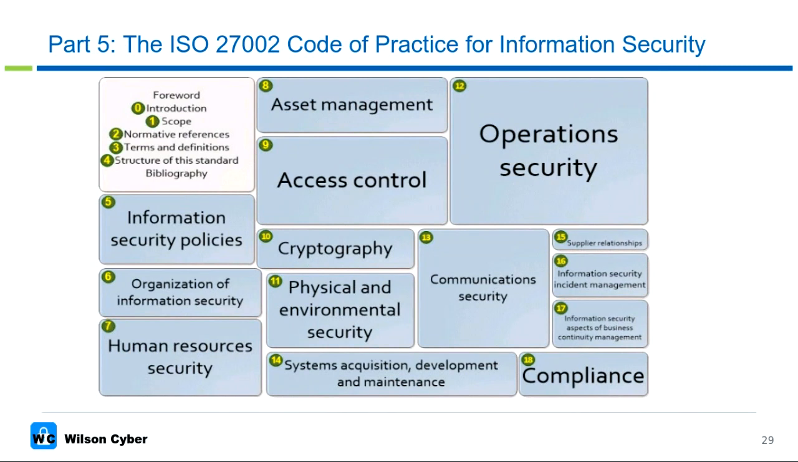It starts with requirement number 5, information security policies; 6, organization of information security; 7, human resources security; 8, asset management; 9, access control; 10, cryptography; 11, physical and environmental security; 12, operations security; 13, communications security; 14, system acquisition, development, and maintenance; 15, supplier relationships; 16, information security incident management; 17, information security aspects of business continuity management; and 18, compliance.